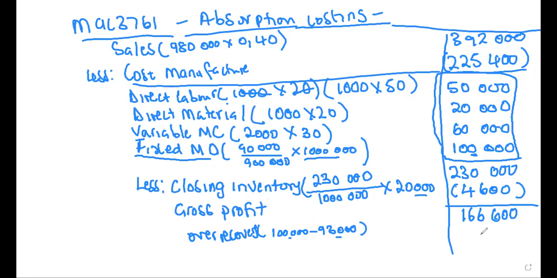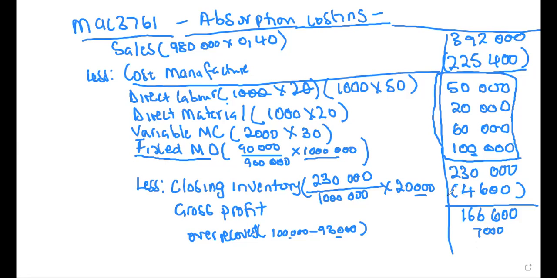Right. So if it is an over recovery here of 7,000, what are we going to do with this over recovery? Are we going to add it or subtract it? I want you guys to understand this part also. Are we going to subtract it or add it? Does anyone still remember from your 2601?